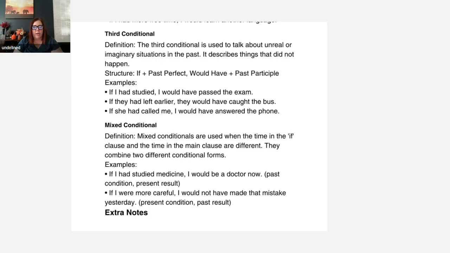If I were more careful, I would not have made that mistake yesterday. So, present condition, what's happening now, and the past result was, hey, I made a mistake yesterday. So, you definitely can mix these conditionals together. And, if I had studied a little harder in school, I could have had a scholarship. So again, I'm mixing the conditionals. You're going to have your if, you're going to have the result. And what happens is we mix them in, using past, perfect, and so on. So again, we are using conditionals. We just don't know it.